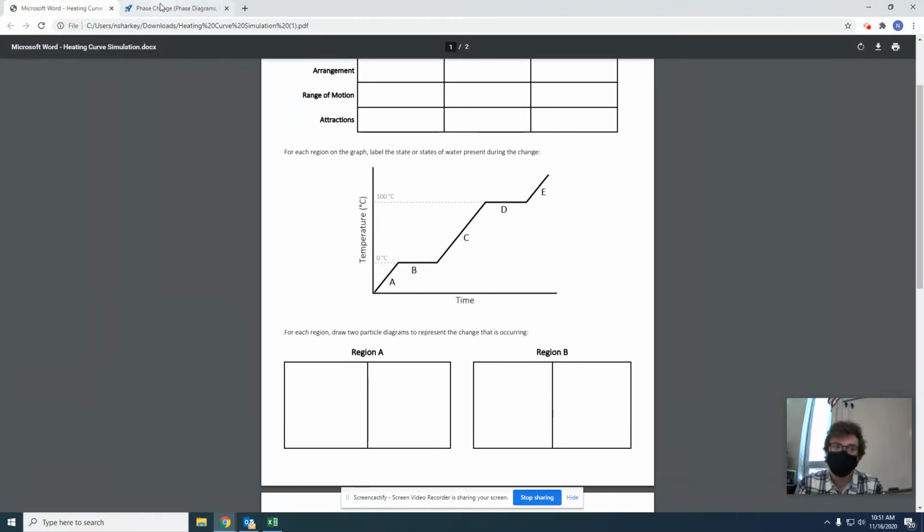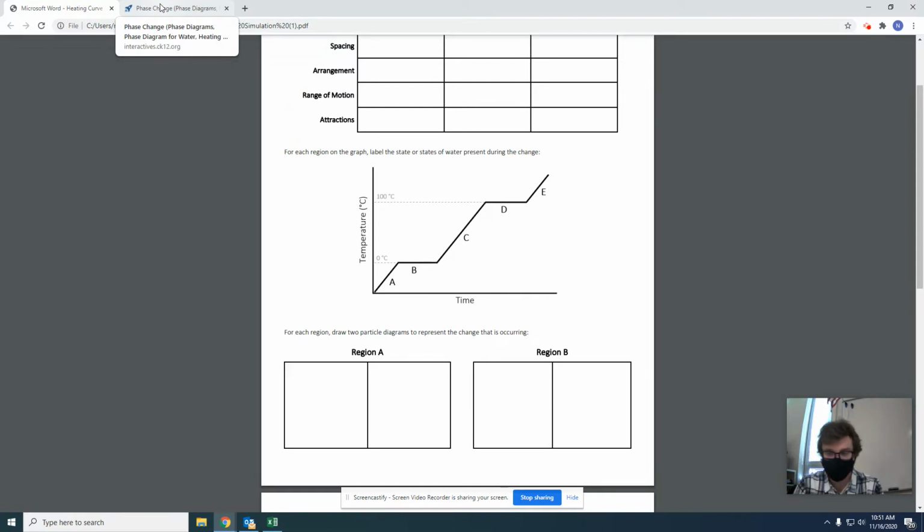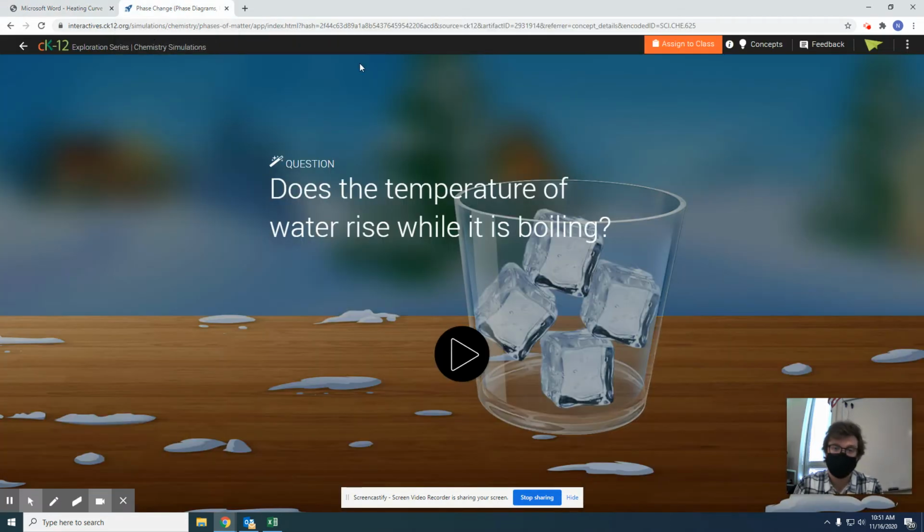So this is where you want to use the simulation. Now the simulation is really good because it does a good job showing us what's happening at the particle level. But there are a couple issues with it that make it not perfect. So let me walk you through exactly what things should look like and how it's going to work.